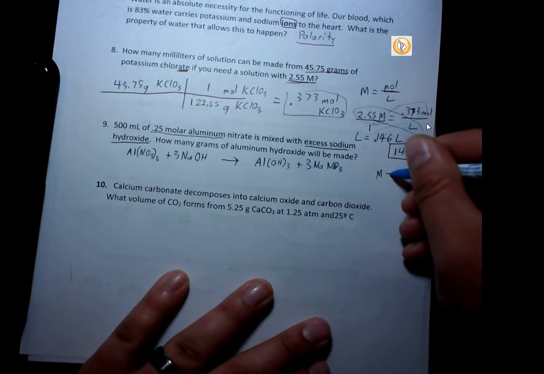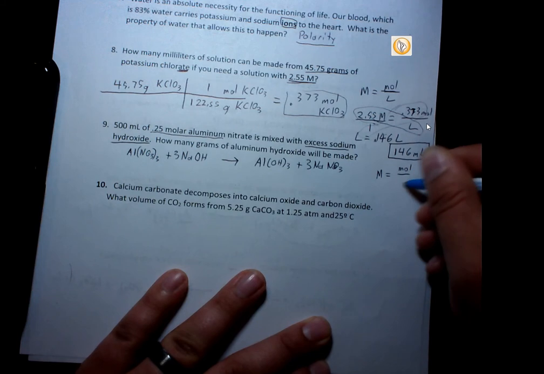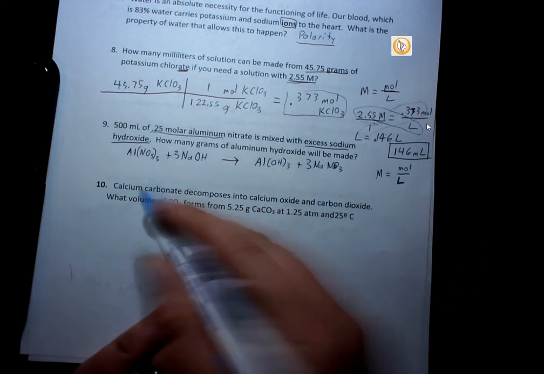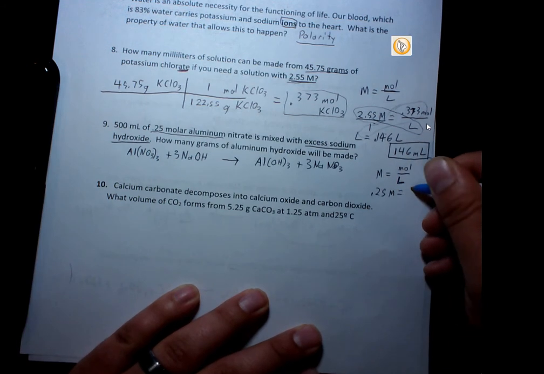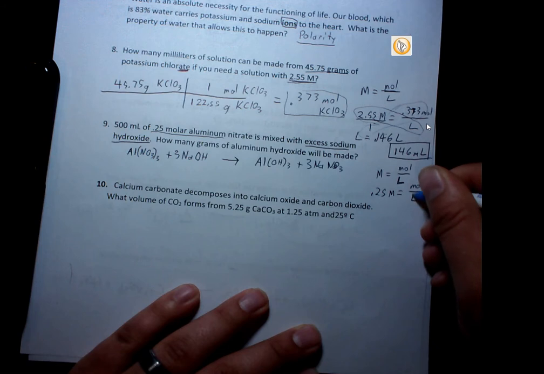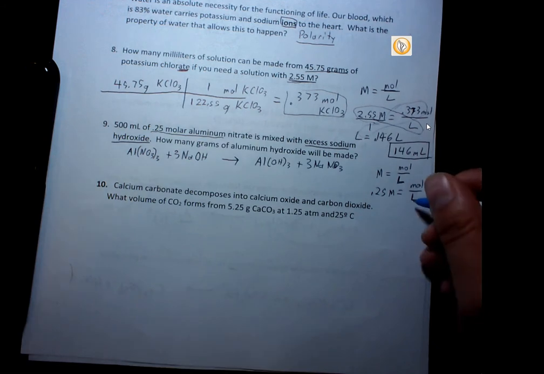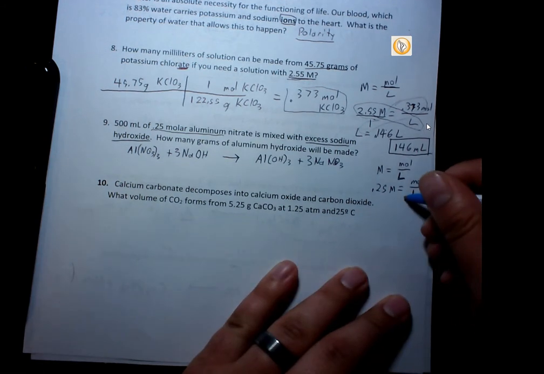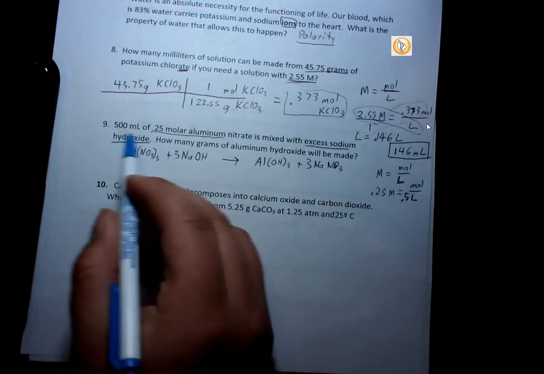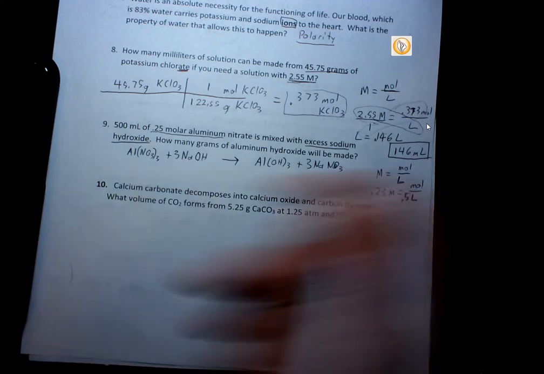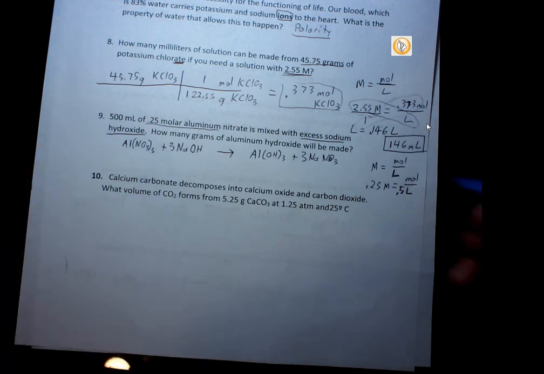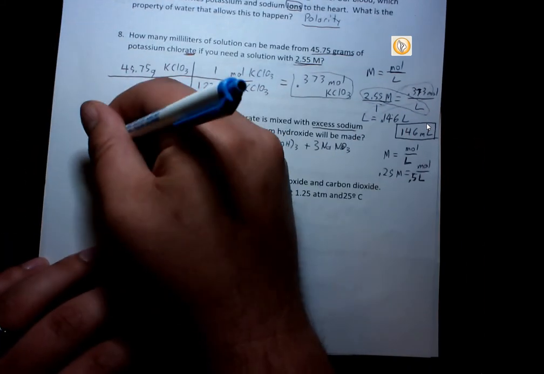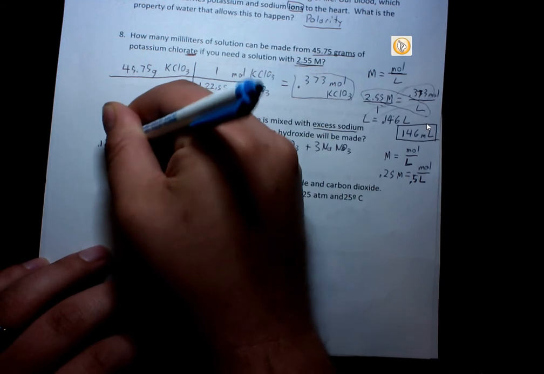So we have M is equal to moles over liters, which we rewrite as 0.25 M is equal to moles over liters. All we have to really do in this situation is multiply whatever liters we have, which is 0.5 because we had 500 milliliters. 0.5 times 0.25 gives us about 0.125 moles.